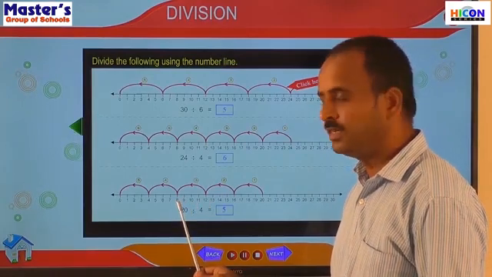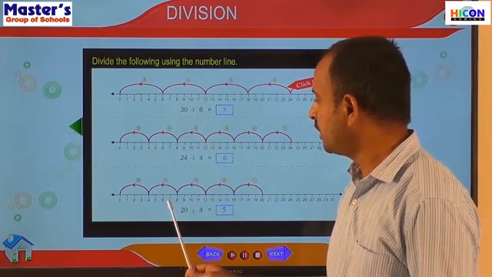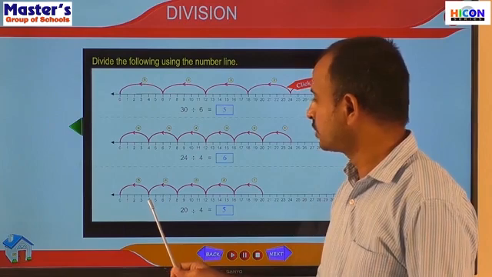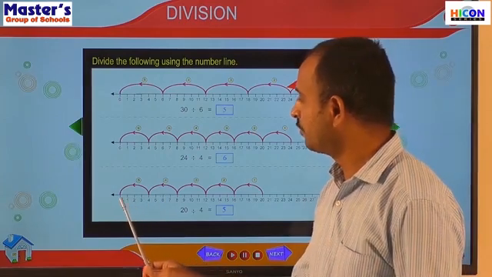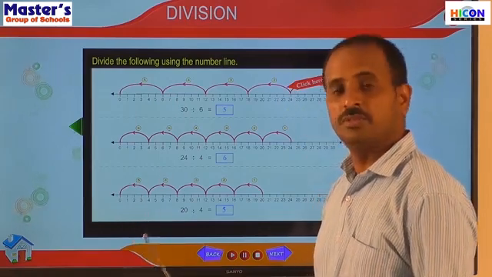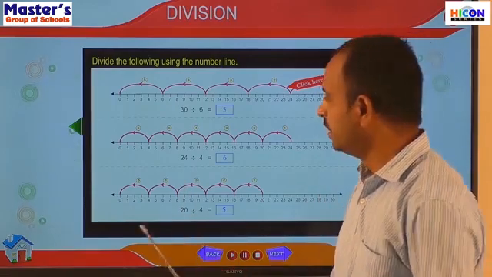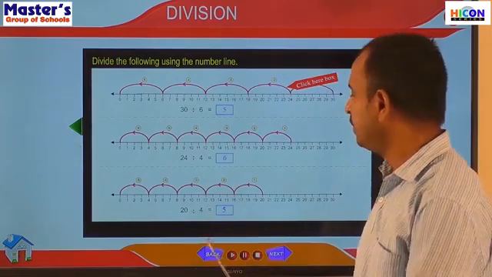We have reached 8 after the third step. And again count 4 numbers: 1, 2, 3, 4. We have reached 4 after the fourth step. And again count 4 numbers: 1, 2, 3, 4. And we have reached 0 after the fifth step. So in this way, we continue moving steps until we get 0. Then the number of steps we have moved will be the answer.